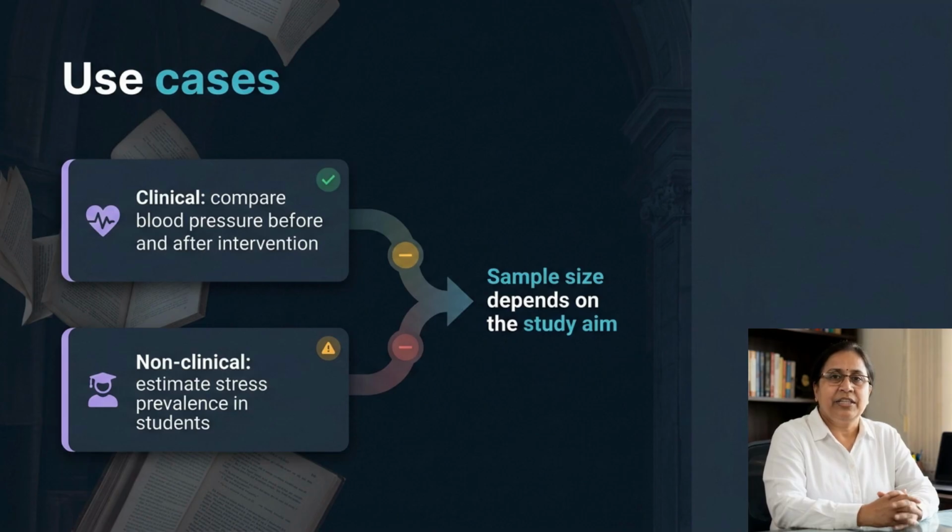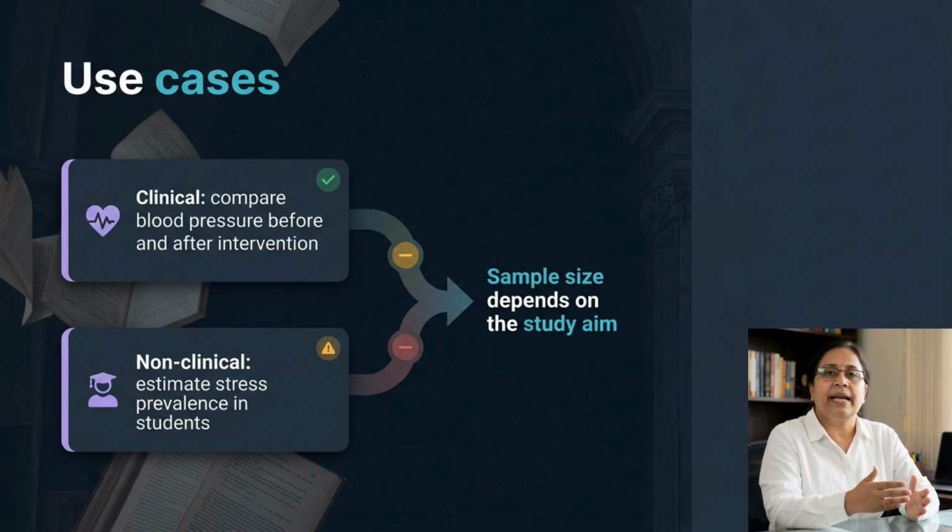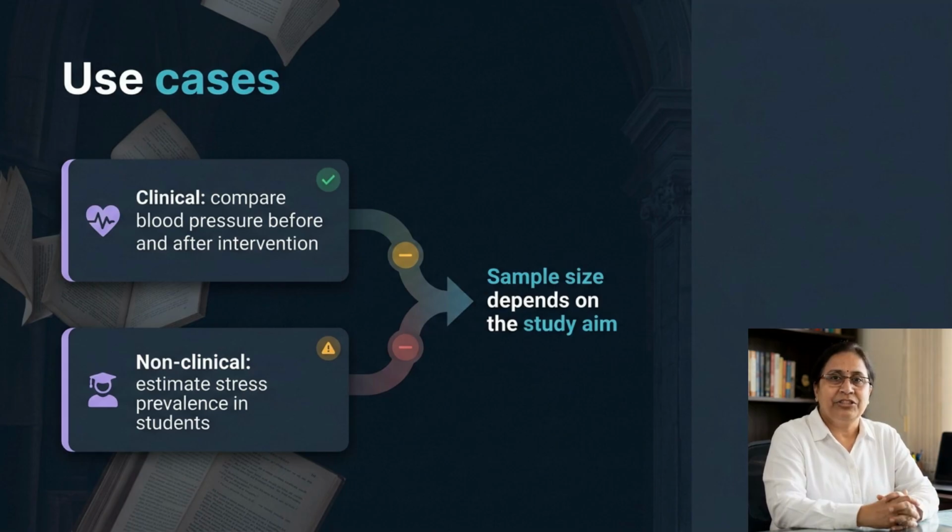In a clinical study, you may want to compare blood pressure before and after an intervention. In that case, the sample size depends on the expected change, the variability, and the design. In a non-clinical study, you may want to estimate the prevalence of stress among students. In that case, the sample size depends on the expected prevalence and the desired precision.